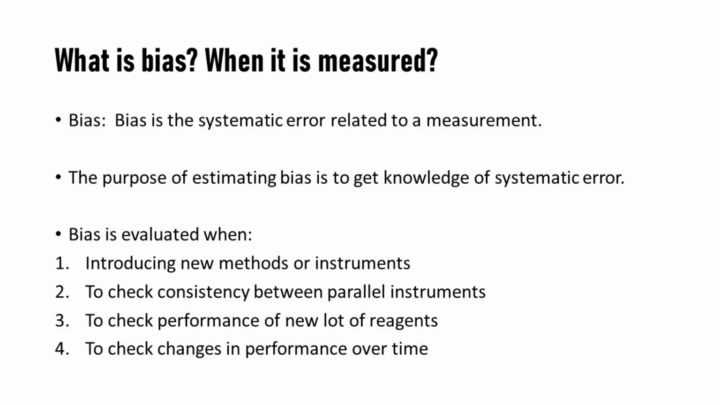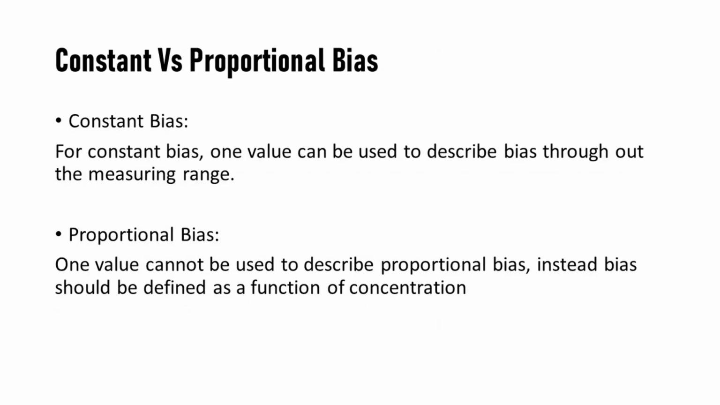Bias is evaluated or calculated in these cases: when we are introducing a new method or instrument, to check the consistency between parallel instruments, to check the performance of a new lot of reagents, or to check changes in performance over time. In all these cases, we have to evaluate bias or the systematic error.